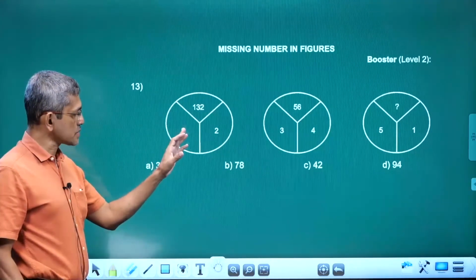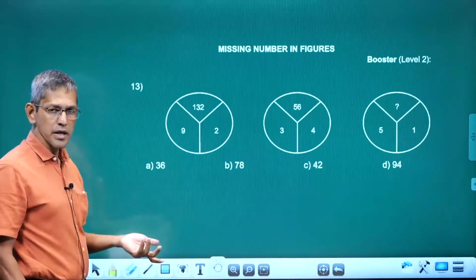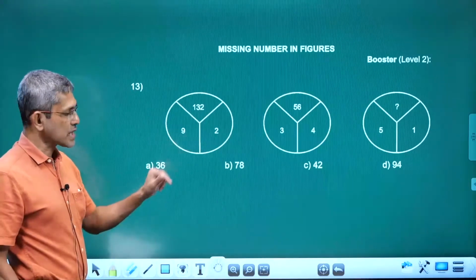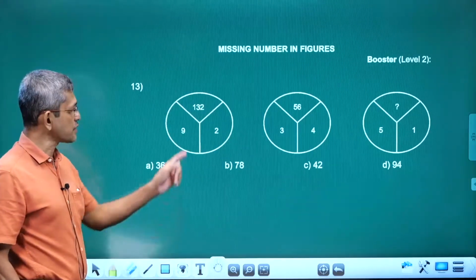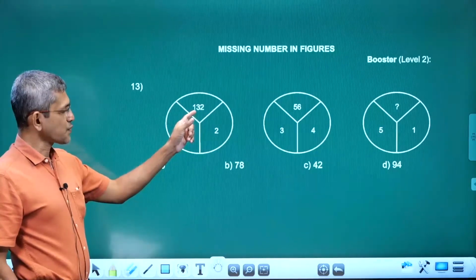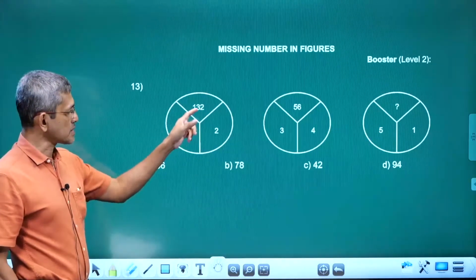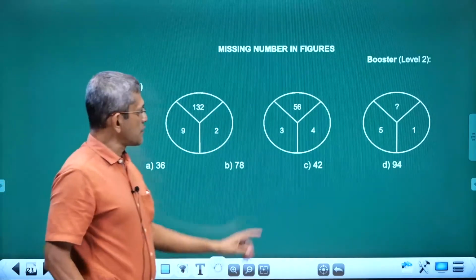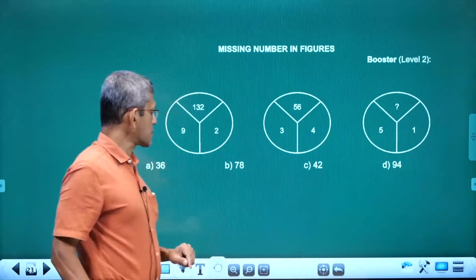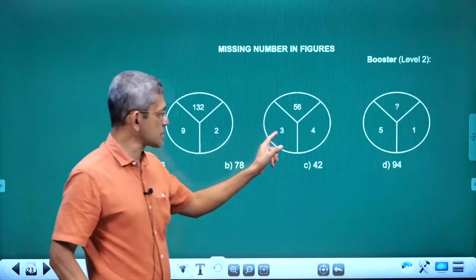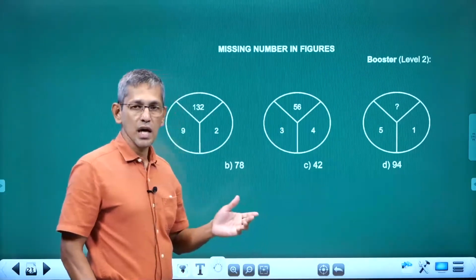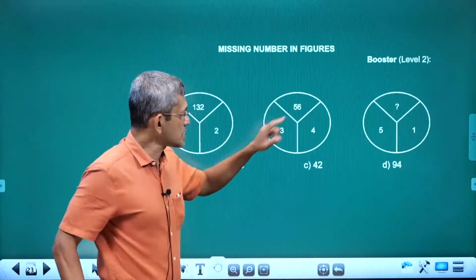Or 9 plus 2, 11, 11 square. What do you see there? So 9 plus 2 is 11. 11 square is 121. This is 132. So 11 square plus 11, that would be 132. And here we have 3 and 4. So here 9 plus 2, here 3 plus 4. 3 plus 4 is 7. 7 square. 7 square is 49. That 7 square plus 7 is 56.